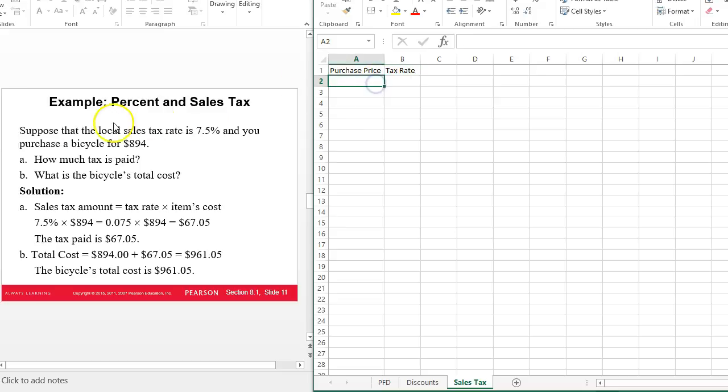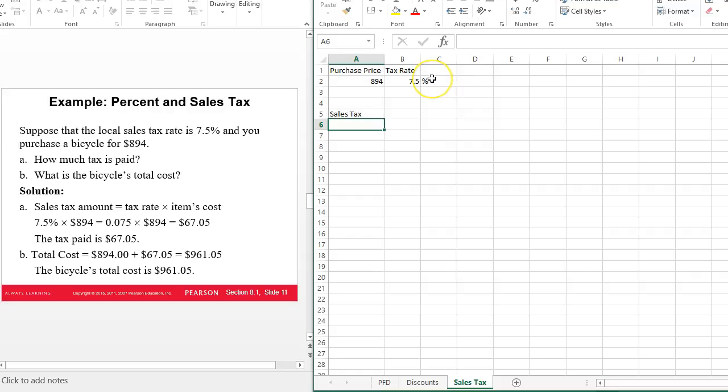Alright, the purchase price on this problem was $894. The tax rate on this one was 7.5%. So again, I'm going to put a percent over here. Alright, and then down here, how much tax is paid. So I'm going to put a little column for taxes, or sales tax, I guess I should say. Alright, so sales tax is, again, the tax rate times the item's cost.